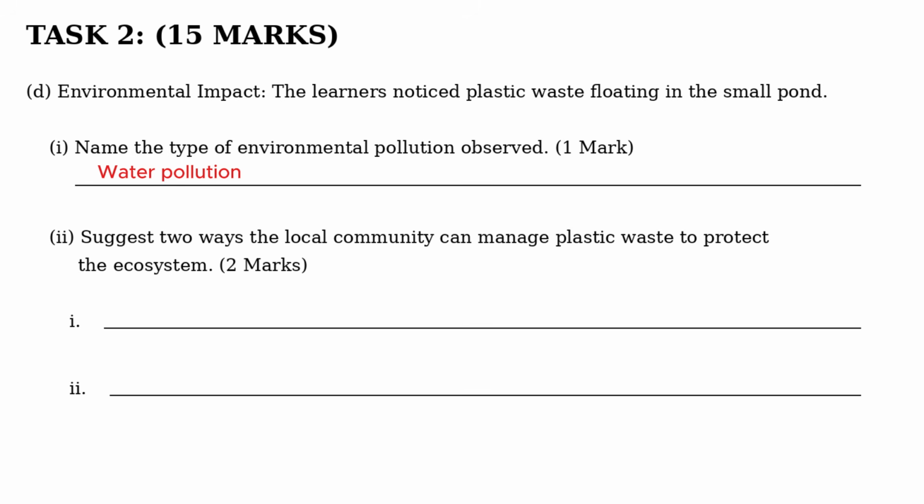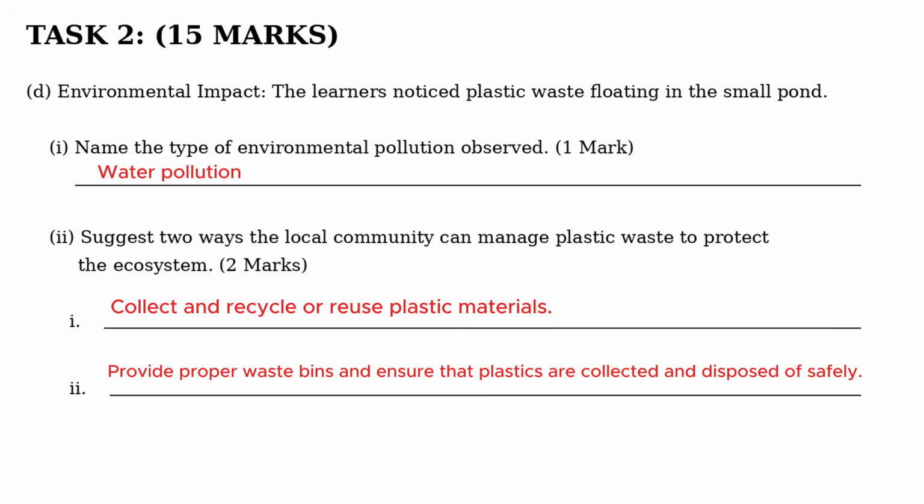Now, to protect the ecosystem, number 1, they should collect and recycle or reuse the plastic materials. They can also provide proper waste bins and ensure plastics are collected and disposed of safely. Other acceptable responses include community cleanups and reducing single-use plastics. You see, they can be either banned or reduced in the area. So always remember that when it comes to environmental conservation, you should talk about things of reducing waste, reusing it, or recycling. Those are the terms to use when it comes to ecosystem conservation.